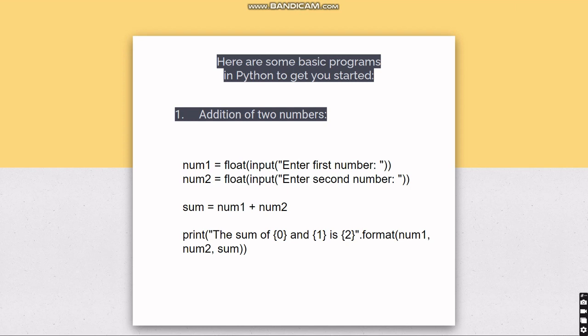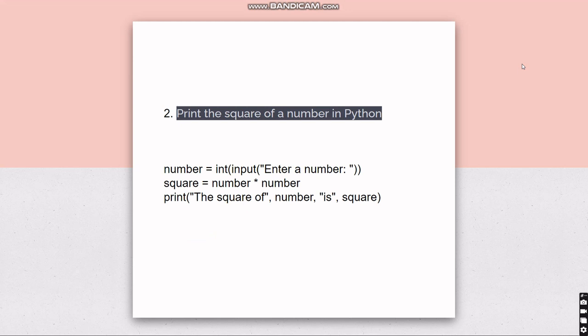print('The sum of {0} and {1} is {2}'.format(num1, num2, sum)). 2. Print the square of a number in Python. number = int(input('Enter a number: ')). square = number * number. print('The square of', number, 'is', square).